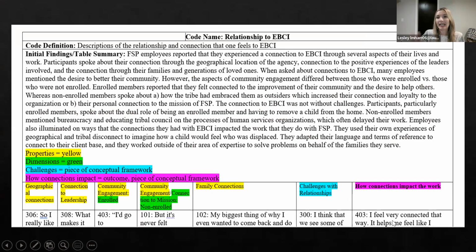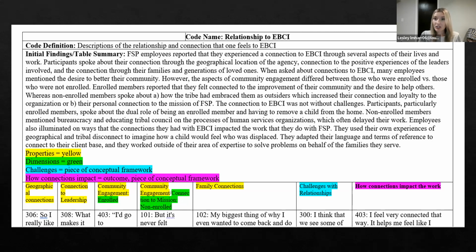So what does this look like in a real data set when we go away from the grocery store and stop talking about oranges and start talking about, okay, now I have to make sense of this data set. So I put in our weekly course content an example that I am working on. So I'm really working on a code, a name, which is really more of a category around descriptions of the relationship and connection that one feels to the Eastern Band of Cherokee Indians. So this study is done amongst child welfare workers that work in the family safety program in Cherokee, North Carolina.